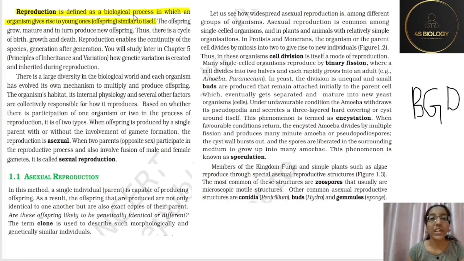So reproduction is defined as a biological process in which an organism gives rise to young ones similar to itself. The offspring grow, mature and in turn produce new offspring. Thus there is a cycle of birth, growth and death. This is one cycle. Okay. Reproduction enables continuity of the species, generation after generation.